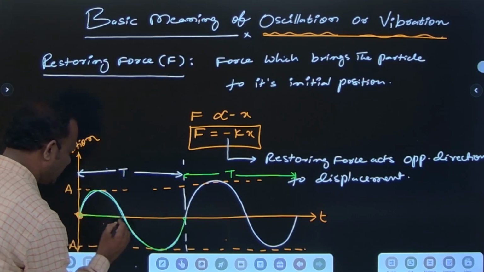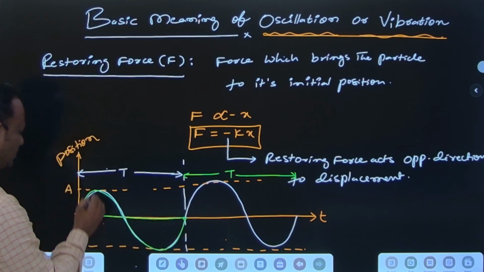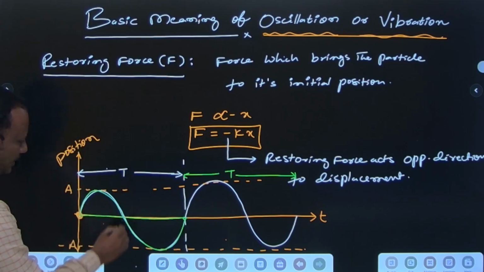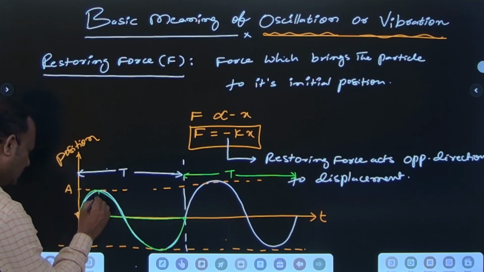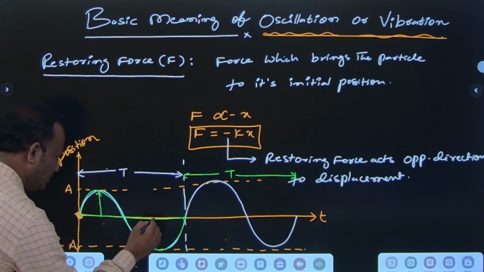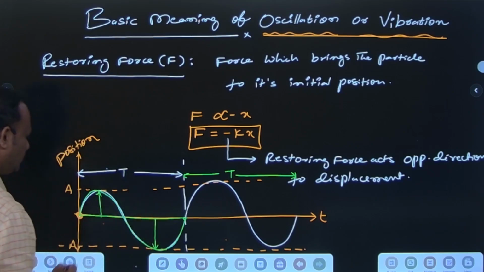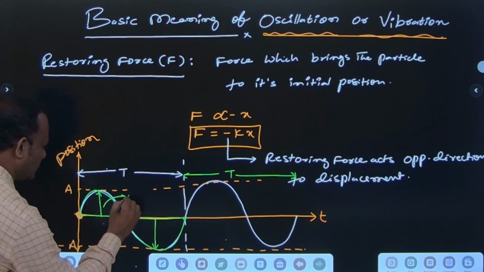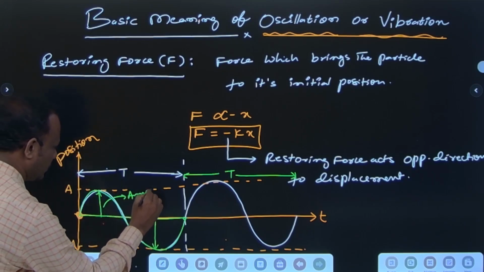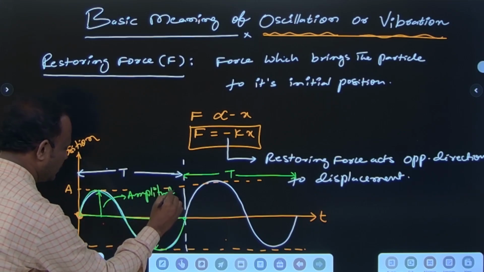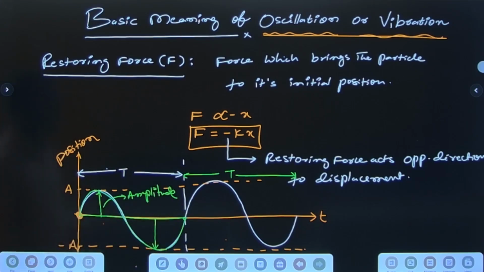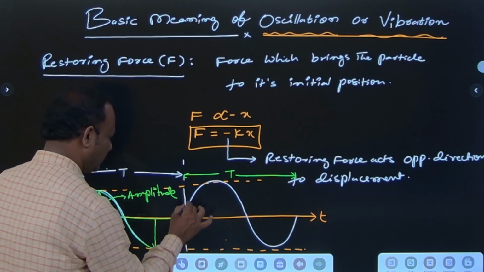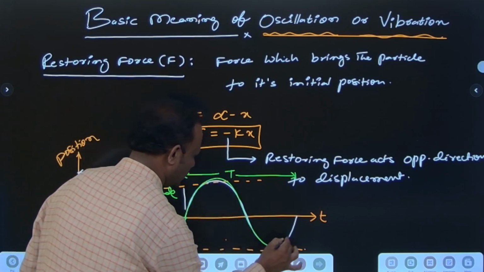From the mean position, the particle is moving up and down, to and fro motion. The maximum displacement from the mean position is known as amplitude. This one is also the same amplitude in the opposite direction. So this is another wave.